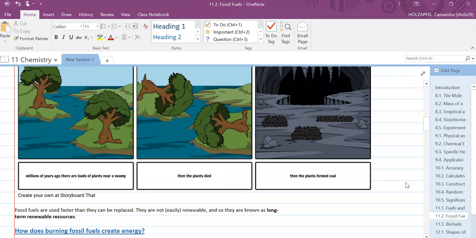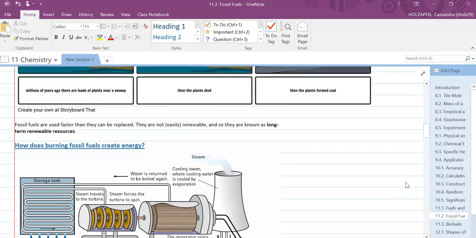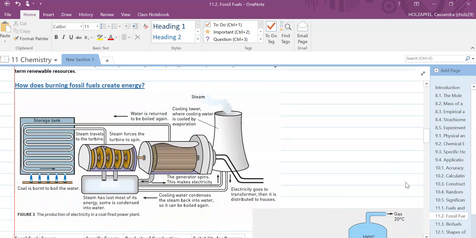So the problem with fossil fuels is that they are used faster than they can be replaced, because this is something that occurs over millions and millions of years. And because we don't have the same sort of environment today as we did back then, I don't think this would even be possible for us today, because humans really occupy a large proportion of the planet now. So these are called long-term renewable resources because they can be renewed, but it's over a very long period of time.